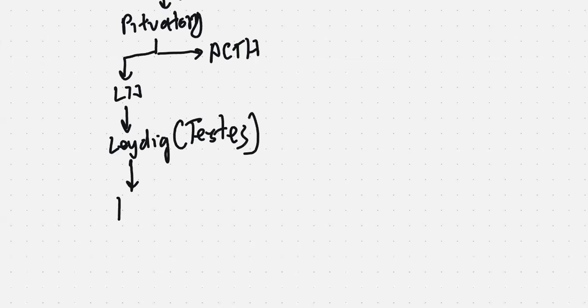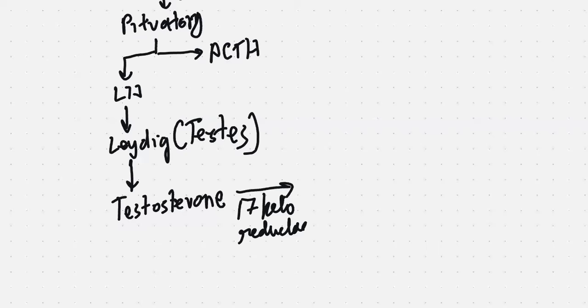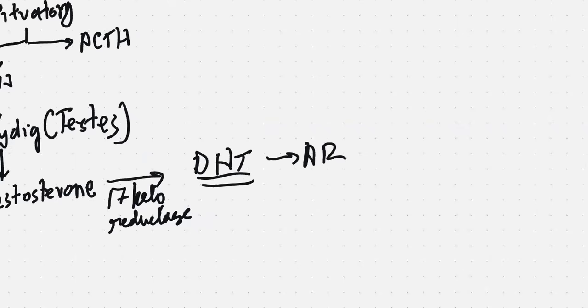Now, this testosterone gets converted by an enzyme called 17 keto reductase to dihydrotestosterone. And this is the culprit here. This dihydrotestosterone binds to the androgen receptor on the prostate cells, right? And this androgen receptor gets internalized to the nucleus, and this leads to the proliferation of the prostate cells and into them turning malignant, and it leads way to prostate cancer. Okay, so that is the mechanism.